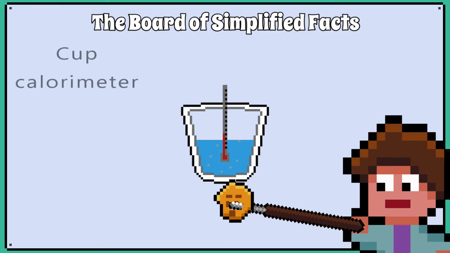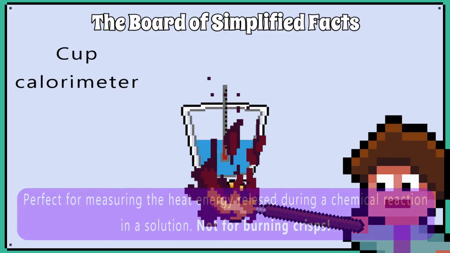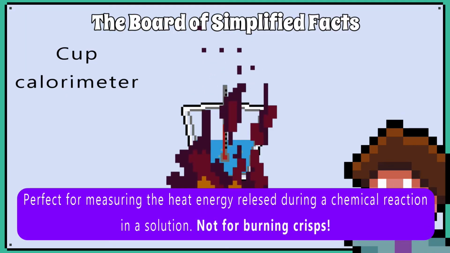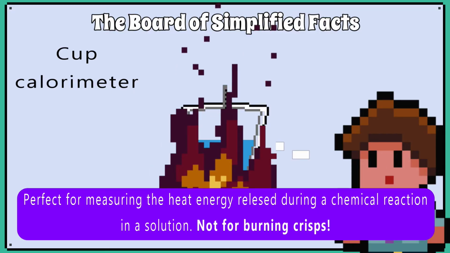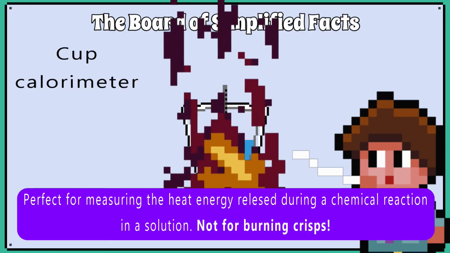In a class setting, you can use a cup calorimeter, which is a polystyrene cup that is insulated, but that is not suitable for the burning food experiment, but it is more suitable when measuring the energy released during a chemical reaction within a solution.